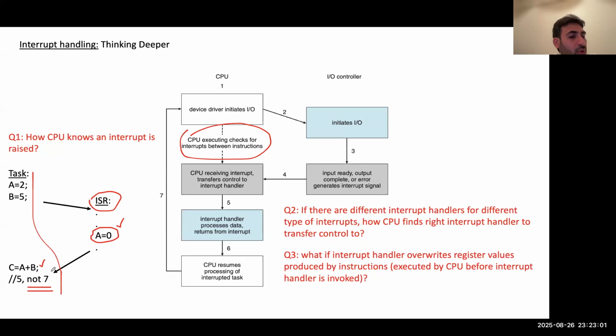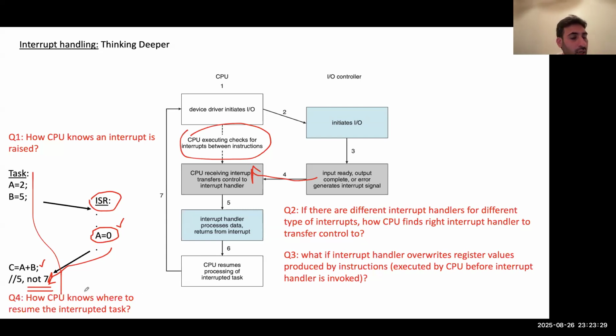So it means that now our program is corrupted. The task which was interrupted because of the signal coming from the device controller, once the ISR is completed and the control is returned back to it, the computation results generated by that program or task are not valid, right? So what should we do to handle this kind of situation?